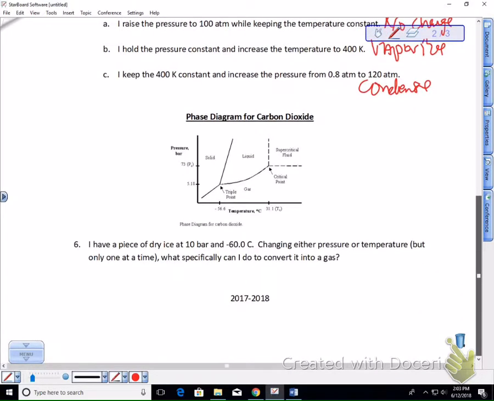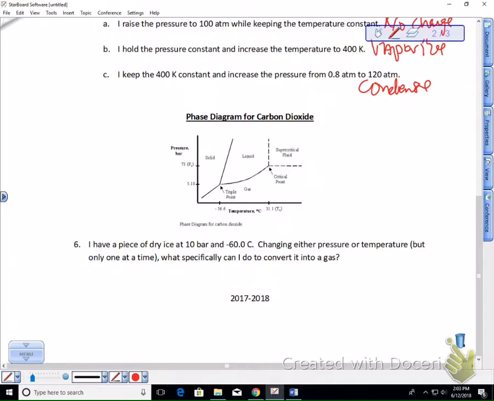Okay, let's try a different one here. This is for carbon dioxide. This one gives us that supercritical area, just as an FYI. I have a piece of dry ice at 10 bar and minus 60 Celsius, changing either pressure or temperature, but only one. What specifically can I do to convert it into a gas?